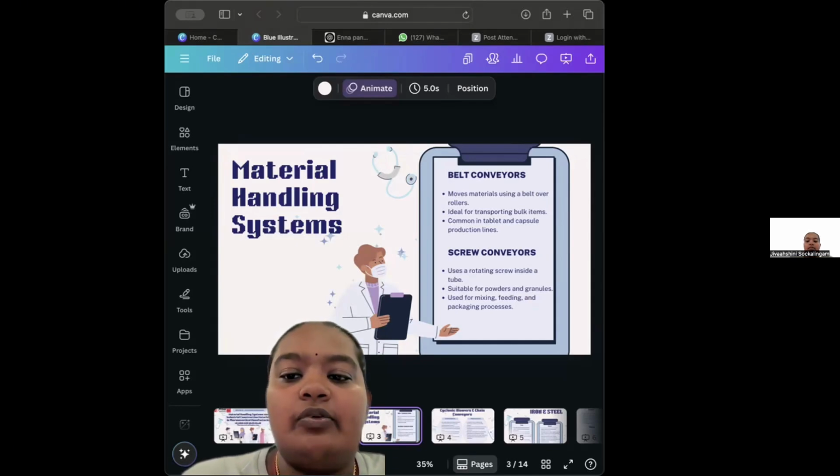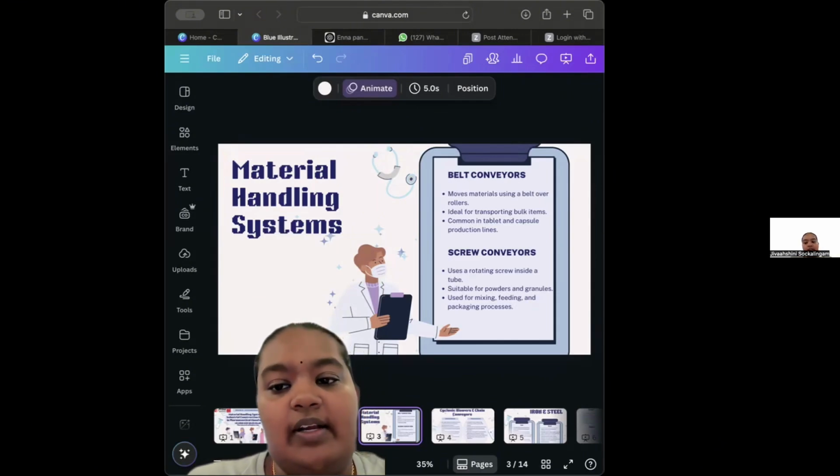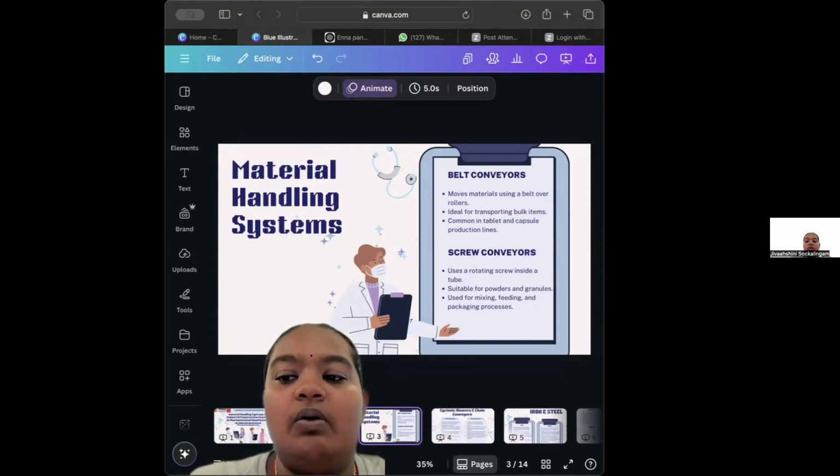So let's move on to screw conveyors. Screw conveyors are used when handling powder or granulated materials. They consist of a rotating screw inside a cylindrical tube that moves material forward. In pharma manufacturing, they are ideal for feeding powder ingredients into mixing or granulating machines. They also help in maintaining enclosed transfer, which is essential to prevent dust and maintain hygiene.